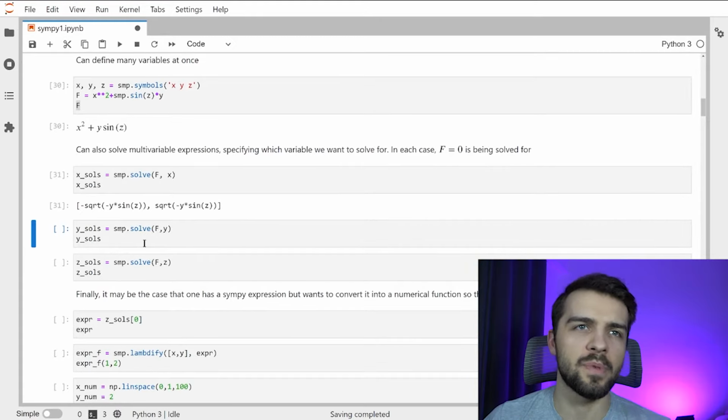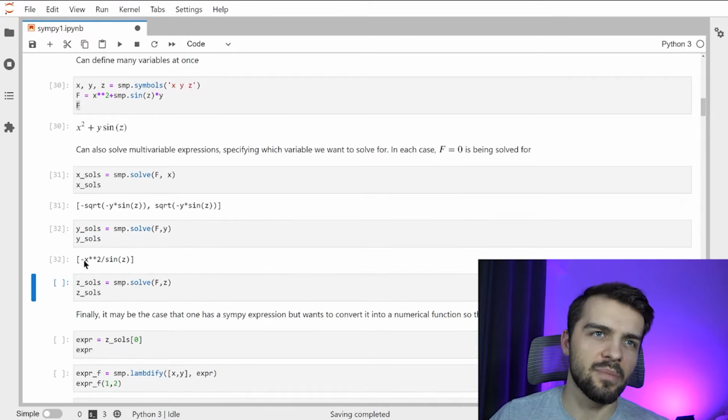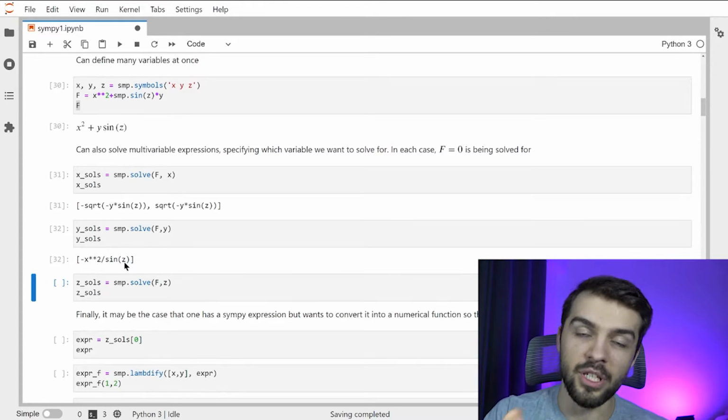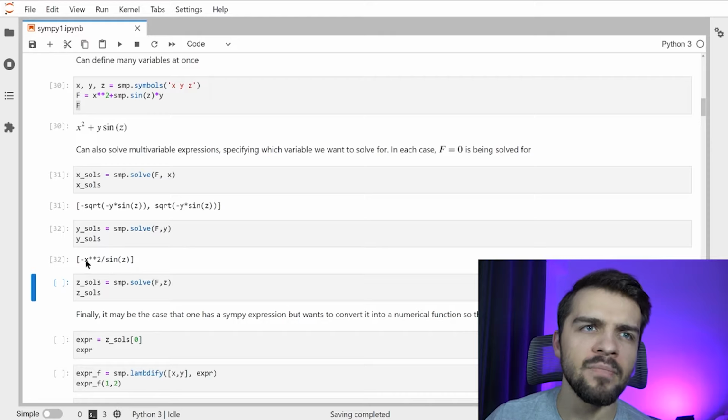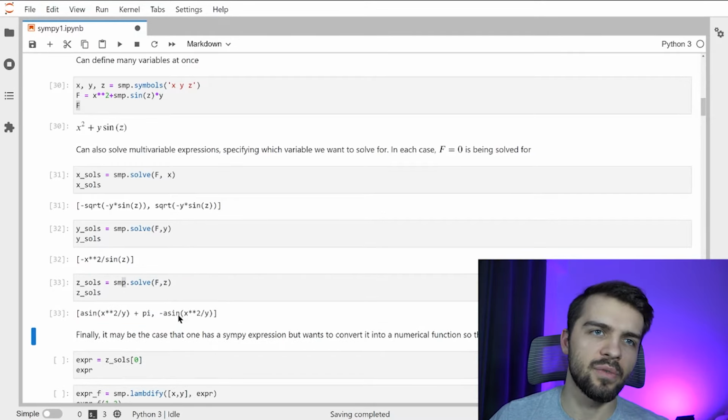I can also solve for the specific y value, right? Because there's a value of y in terms of x and z that makes this equal to zero, and that's just minus x squared over sine z. So this whole expression equal to zero, I solve for y, right? This occurs a lot when you're solving for a particular variable in physics. And it gives me the value of y that sets this equal to zero. Same thing with z. There's a few different values of z that make this expression equal to zero.